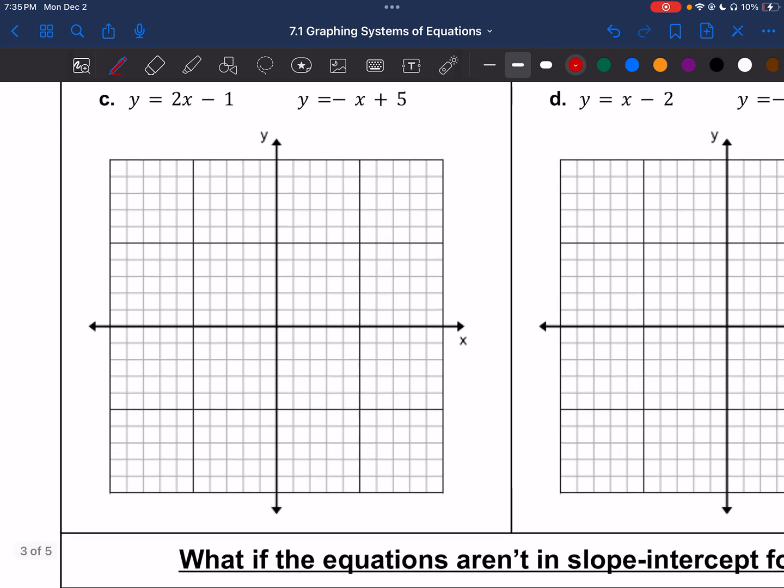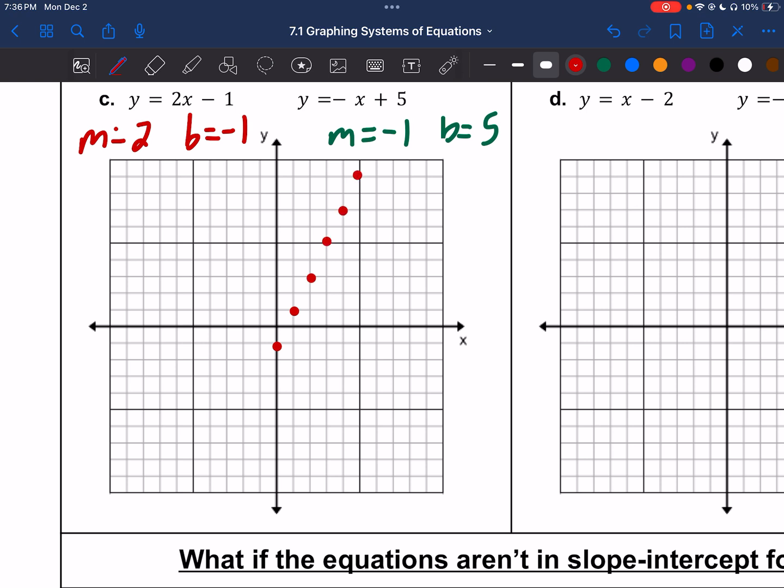All right, letter C, first equation. Slope is equal to 2. My y-intercept equals negative 1. And my second equation, my slope equals negative 1. My y-intercept is 5. So let's graph this. My b value is at negative 1 and a slope of positive 2. So I'm going up 2 and to the right 1 with each step that I take.